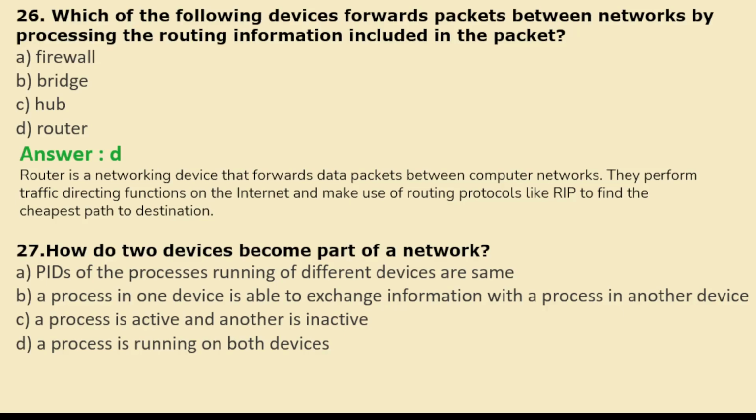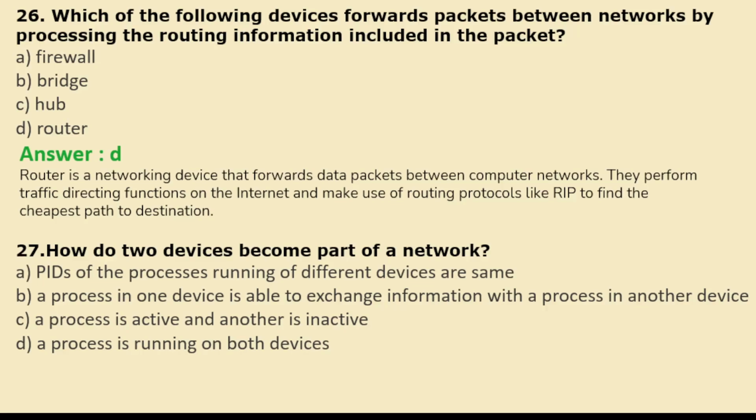Router is a networking device that forwards data packets between computer networks. They perform traffic directing functions on the internet and make use of routing protocols like RIP to find the cheapest path to destination. Question number 27.